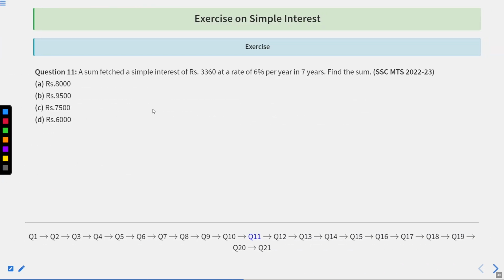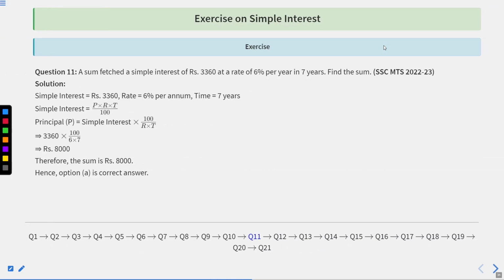Now let us have a look at question number 11. A sum fetched a simple interest of rupees 3,360 at the rate of 6% per year in 7 years. Find the sum. So the solution: simple interest is equal to 3,360 rupees, the rate is 6% per annum and the time given is 7 years.